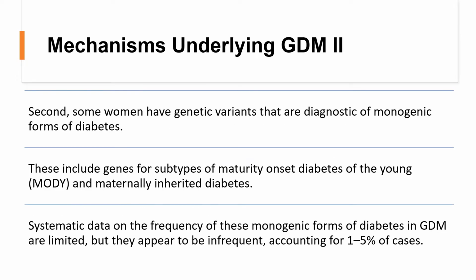Second, some women have genetic variants that are diagnostic of monogenic forms of diabetes. This includes genes for subtypes of maturity onset diabetes of the young, or MODY, and maternally inherited diabetes. Systematic data on the frequency of these monogenic forms of diabetes in GDM are limited, but they appear to be infrequent, accounting for 1 to 5% of cases.